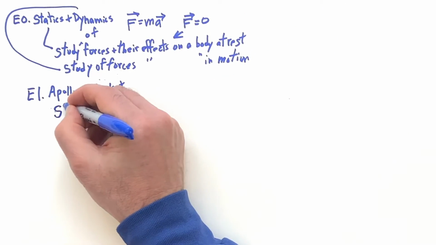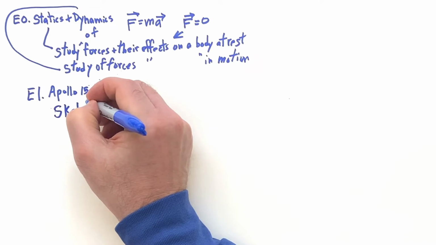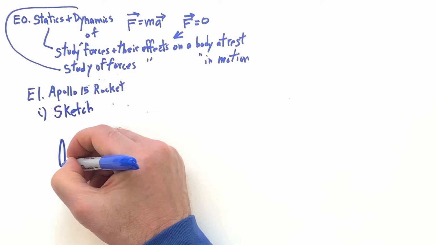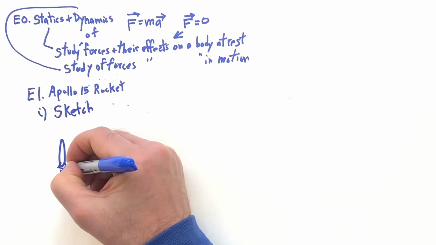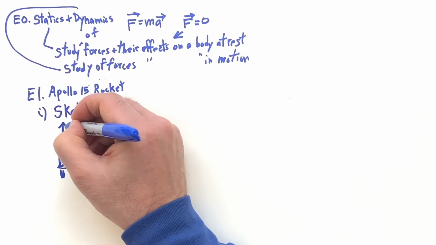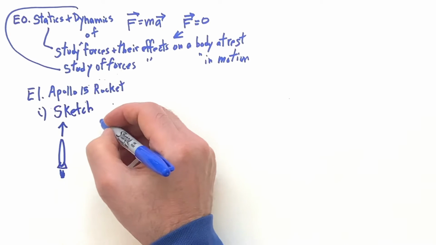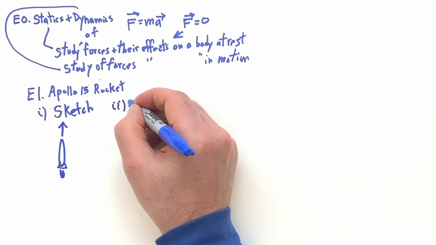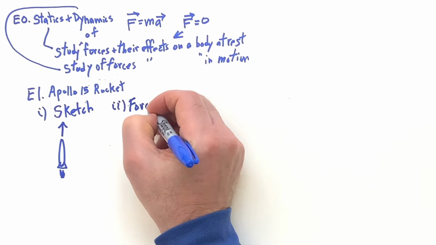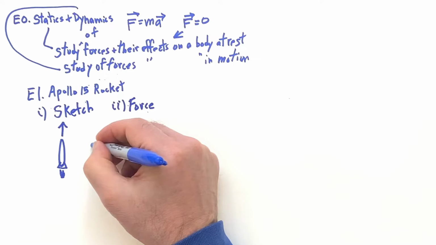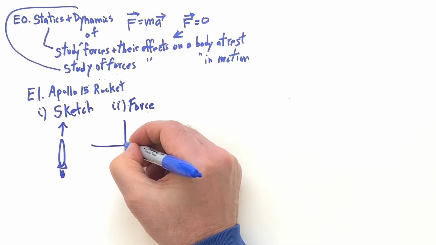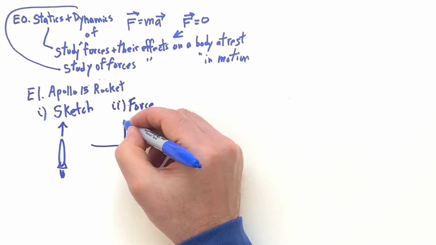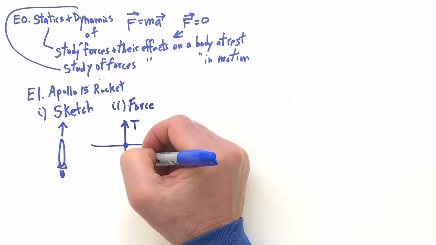So we go ahead and do our sketch first. I always like to do a little sketch. That's part one. Go ahead and have the rocket here, like this. And the rocket is going to move up. And then here, we want to have the force diagram. So I have the rocket there. We're going to have the weight pulling down and the thrust pushing up.